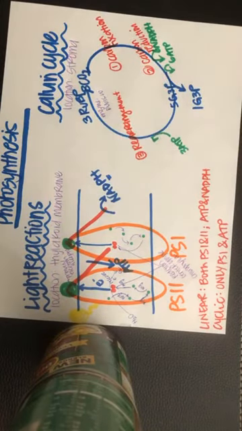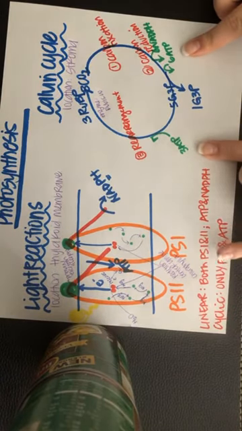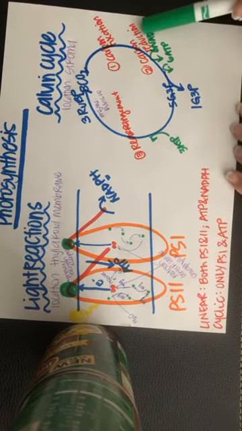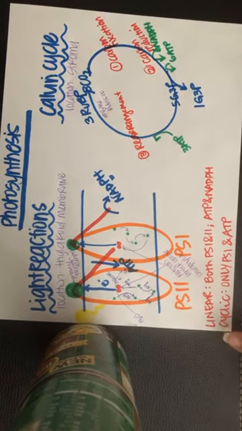And so that gives you a total of 9 ATPs, but there's only 6 NADPHs, which is why we need to have that cyclic electron flow to make more of your ATP so that you don't run out of NADPH.